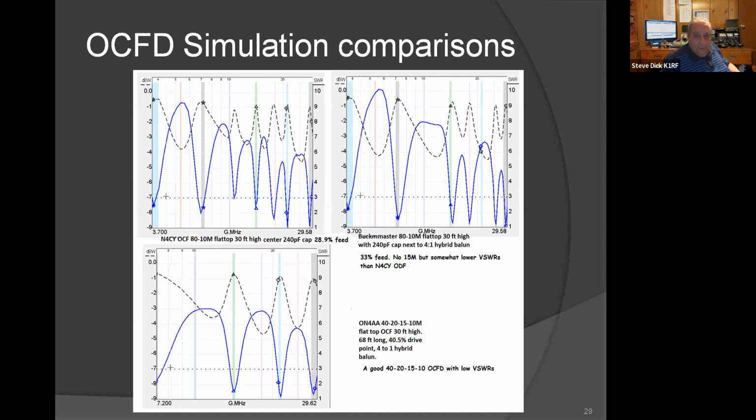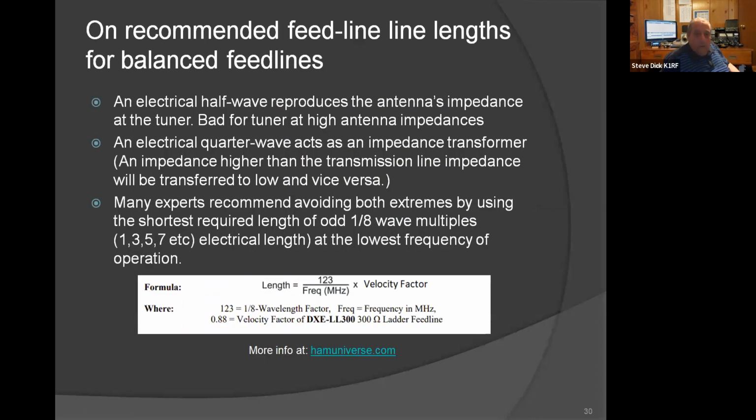There were some simulation comparisons. I won't really go into that, but 014AA came up with a nice 40-20-15-10 flat top off center fed. It's like 30 feet high, 68 feet long. It's a good general purpose off center fed with low VSWRs.